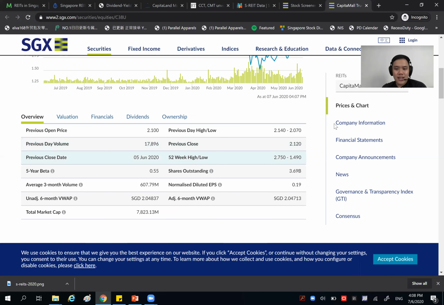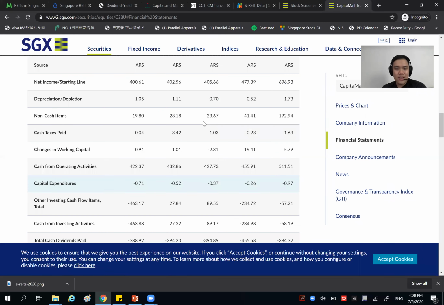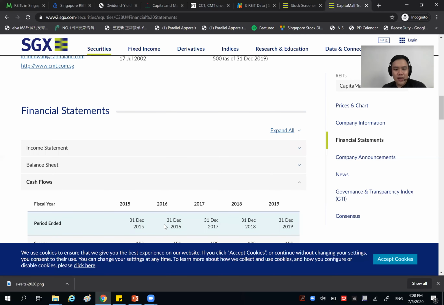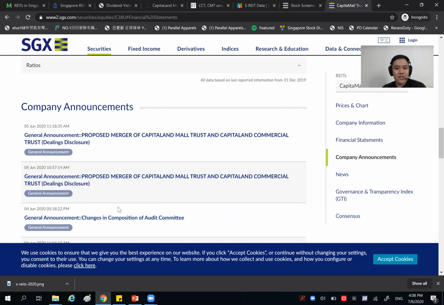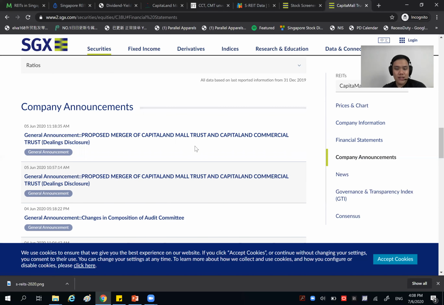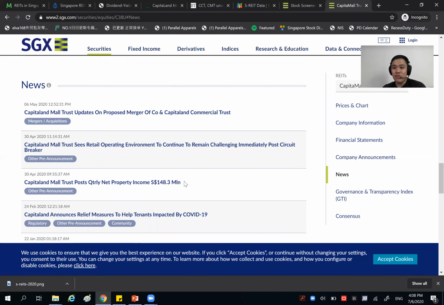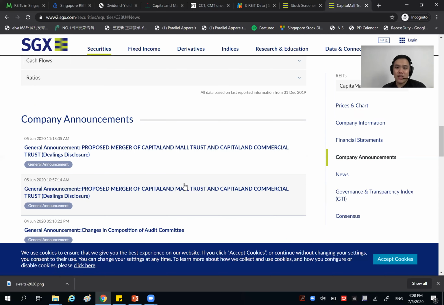Other than that, you have the company information, financial statements, and ratios and cash flow that you can look into to see whether the balance sheets are healthy and it is a sustainable REIT to invest in, along with the relevant company announcements that you can see over here. You can sign up for this as well under the SGX app on your phone, where you can sign up for notifications for all these announcements. In that case, you will be the first to receive any news related to the REIT, to get a better sensing of what you should do with the stock that you currently have.